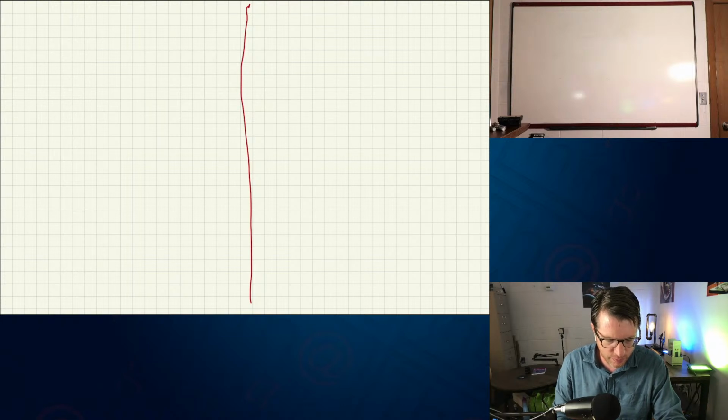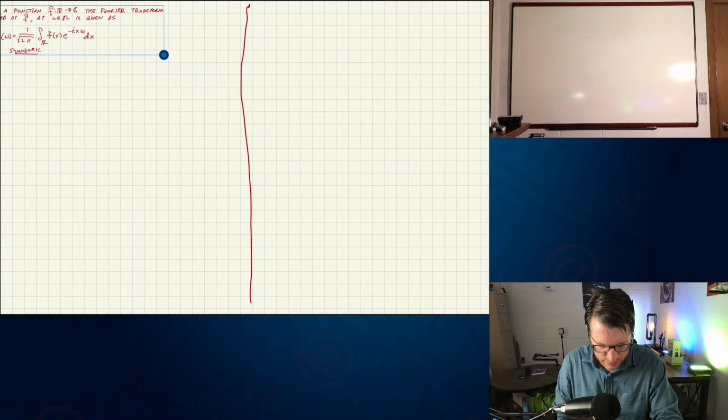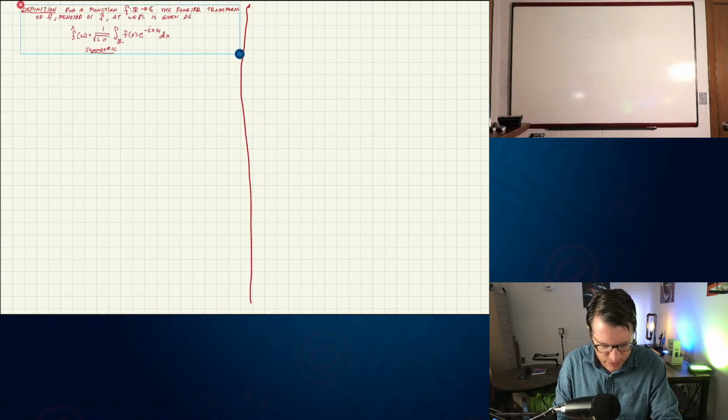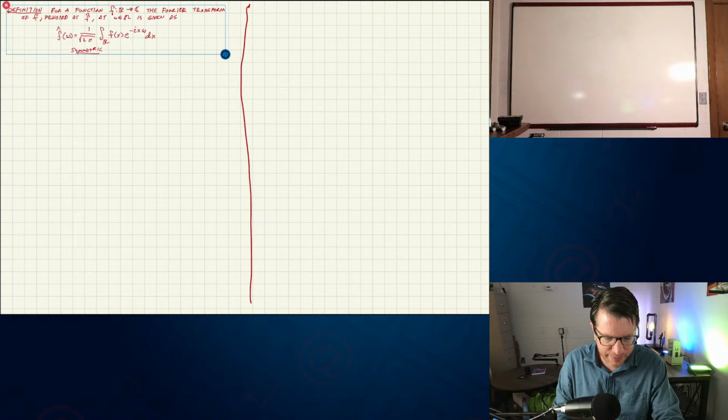Okay. So let's put a mark down the middle. So what I have in here, cool. All right, so that's our definition of our Fourier transform, so we don't forget it.